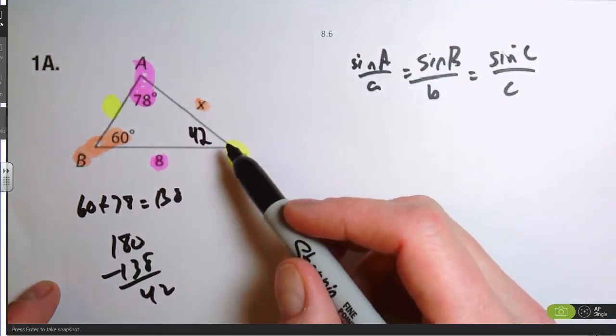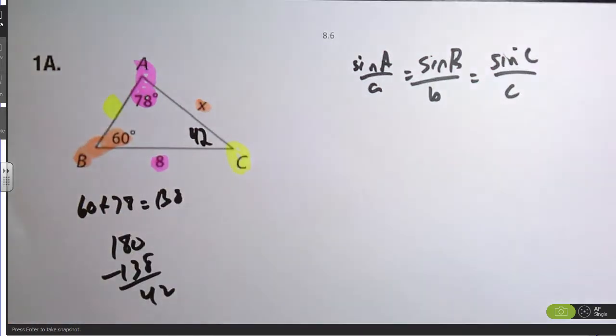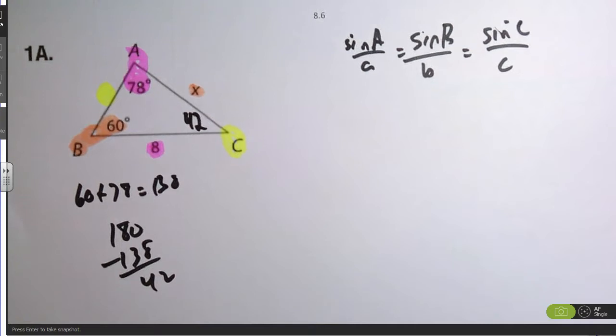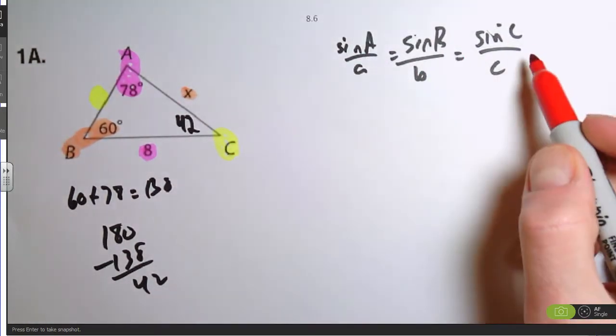So I do know the measure of angle C, but I'm not asked to find the side length opposite angle C, so I don't have to worry about it. But in order for me to solve now, and hopefully by the time you get through this video, or at least definitely in class tomorrow, you won't have to do this every time, we have to set up proportions. And we really have a three-part proportion here.